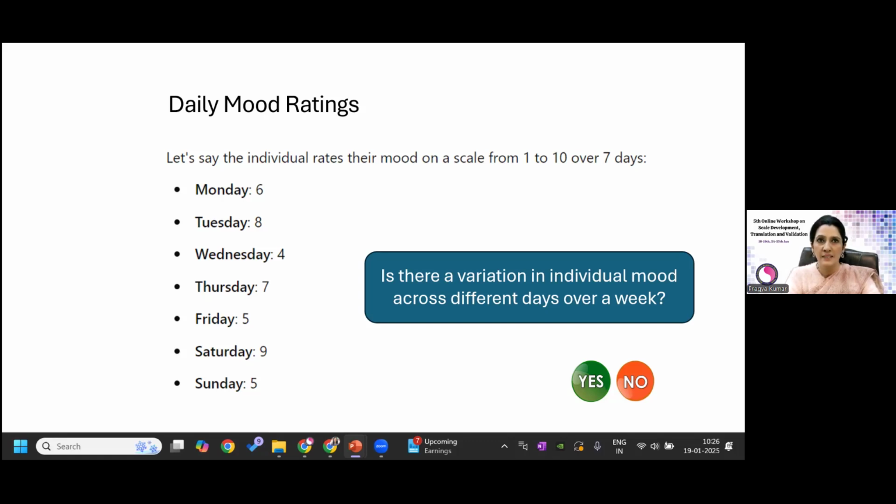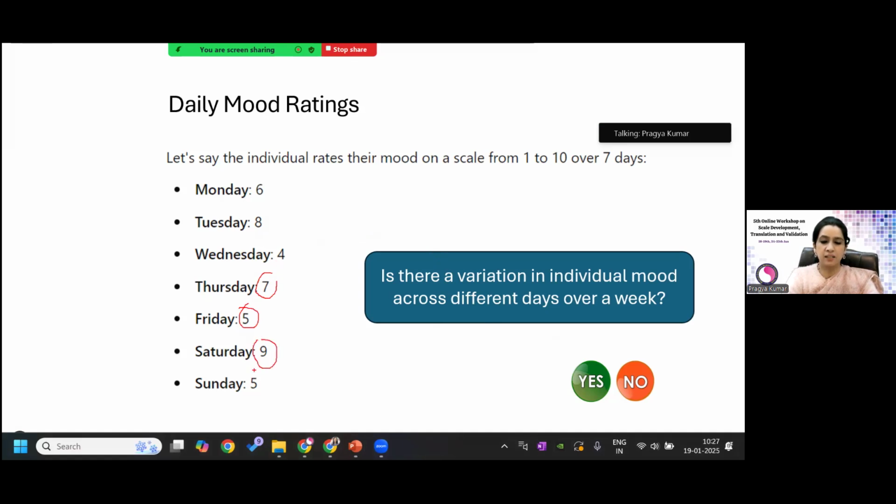So on Monday the rating of this mood is 6. On Tuesday it is 8. On Wednesday it is 4. Then Thursday it is 7. Friday 5, Saturday it is 9, and then Sunday it is 5. So probably there is some scale which I'm using to rate my daily mood. So this was every day's rating. If I ask this question, is there a variation in individual mood across different days over the week? What is your answer? Yes or no?